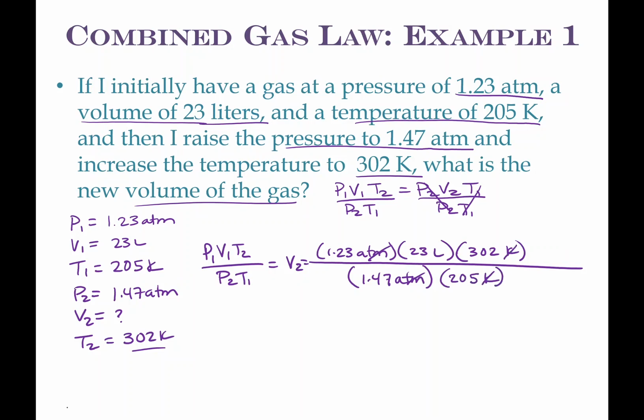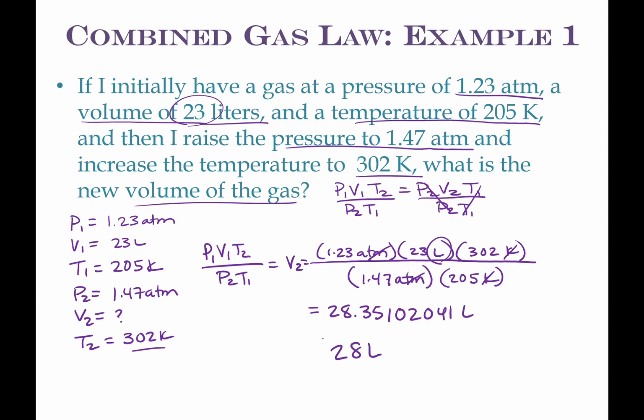Those cancel. So looking at that, I don't know why I have to do that, but it drives me crazy when it's way too long. All right, so 1.23 times 23 times 302 divided by 1.47 divided by 205 is 28.35102041 liters. How many sig figs? We should have 2 because of the 23 liters, so this would be 28 liters is our new volume.